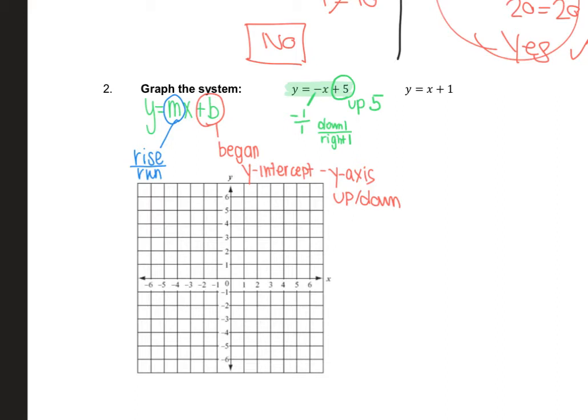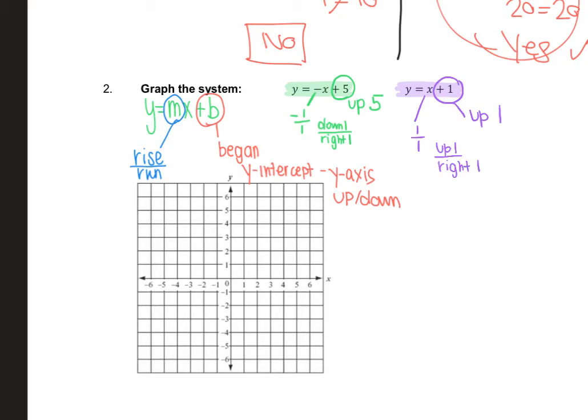Now, while we're writing this out, let's do the other one. Let's pick a different color because I did a lot of writing in red. Let's do purple. Okay. This says I'm up 1. And there's nothing in front of my x, which means I'm 1 over 1, which means I'm up 1, right 1.